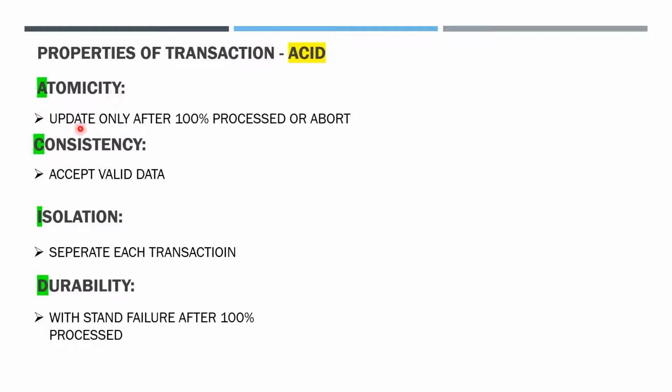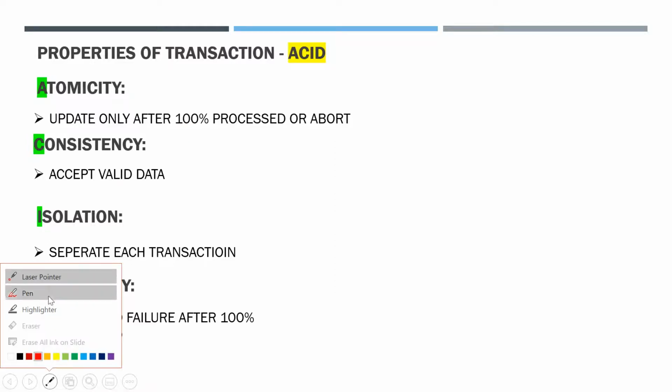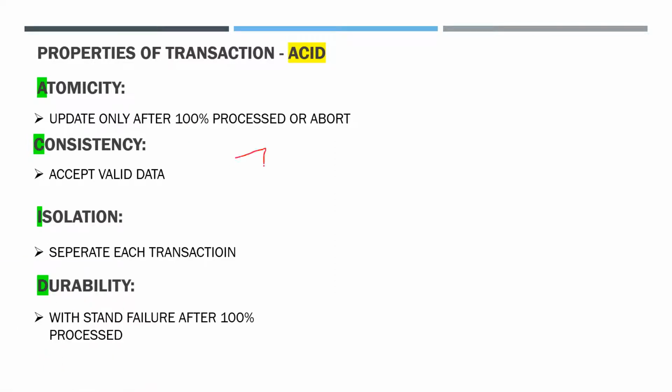Atomicity: update only after 100% posted, otherwise abort. Update here means, in the database, the contents are to be updated only after the transaction is 100% processed, or else aborted. Say CICS is processing a transaction and has reached 70%. Due to some failure, the transaction is stopped at 70%. It should not update any contents in the database.